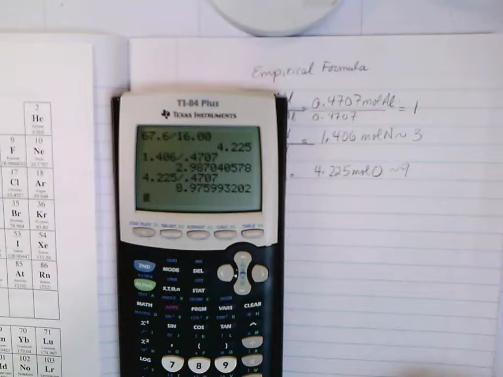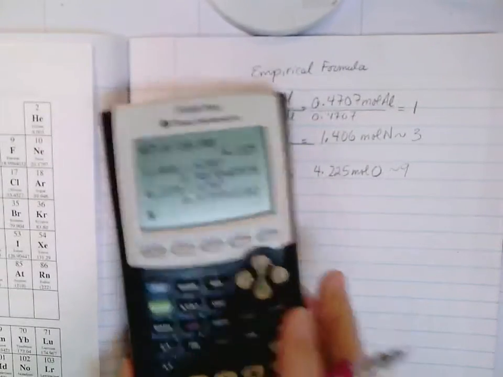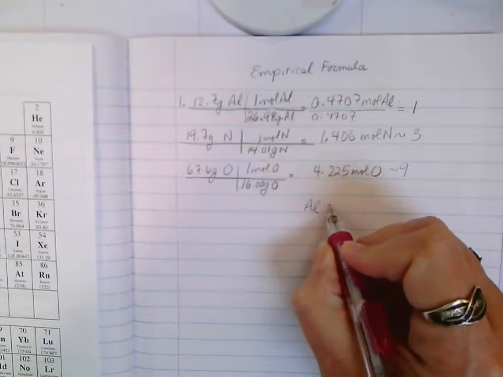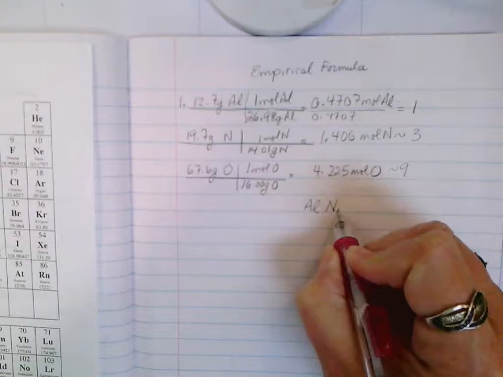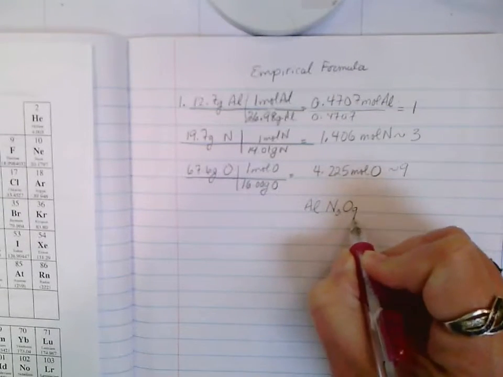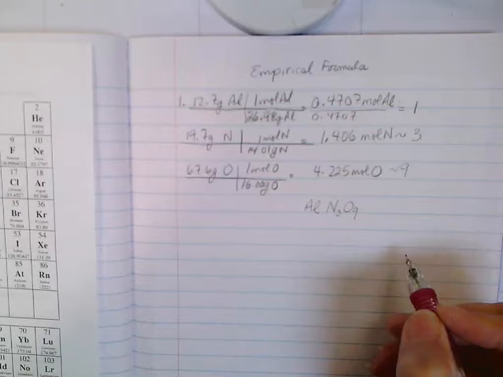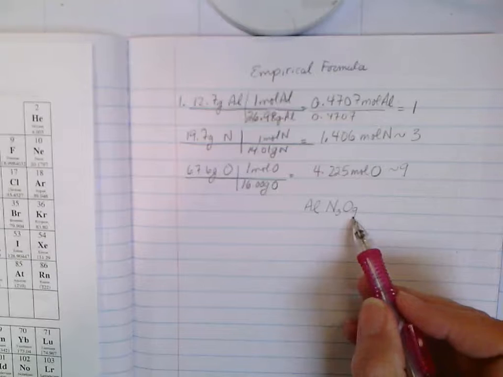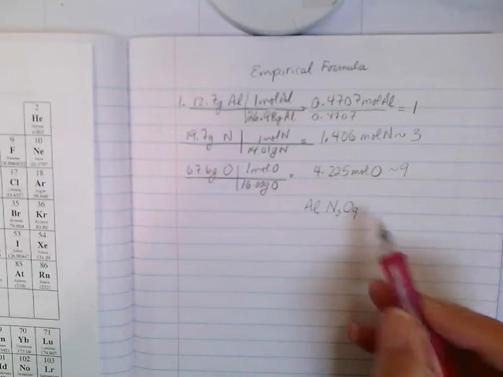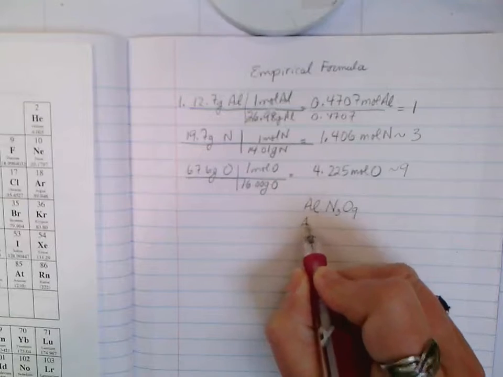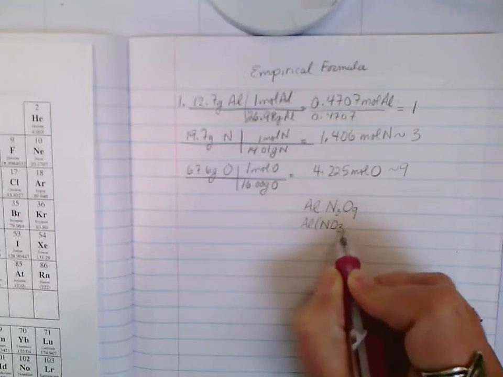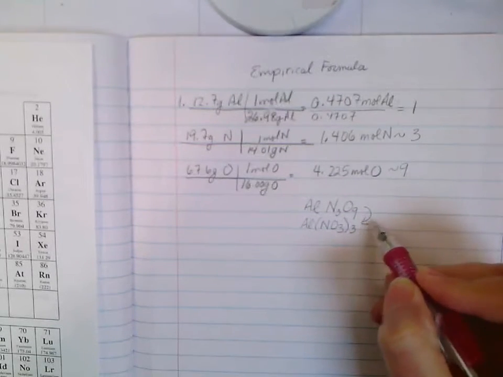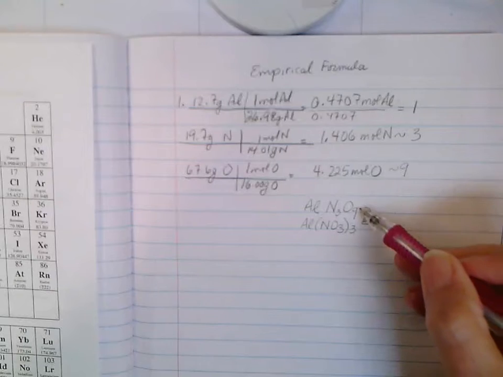Okay, so now I'm ready to write my formula, and when I do that, it would be Al, and the subscript for that is 1, N is 3, and O is 9. That would be acceptable. However, you should recognize that 3 nitrogens to 9 oxygens is 1 to 3, and that's nitrate. So it should be Al(NO3)3. If you can't get from here to here, that's okay. But you should be able to get this formula.